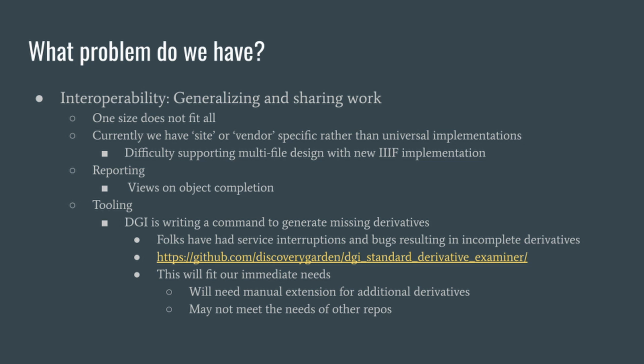Also in tooling, DJI is currently writing and using commands to determine what derivatives are missing and generate them from that. It's a pretty common use case, even in high availability that we have today. Folks often have, well, not often, I won't say that, have service interruptions and need to do some repairs. Derivatives can run for a very long time, and a small interruption can have an impact. So what we've created will fit our needs, but I am concerned that it might not fit everyone's needs, and I'd like that work to be shareable and usable by everyone.